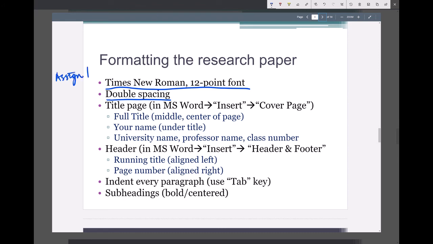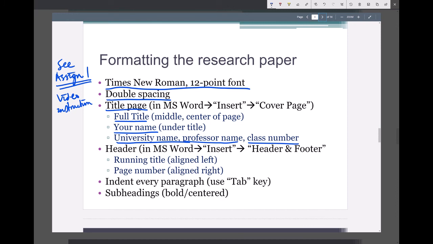It's a video, you can see that one. It has instructions on how to format your paper. So you have a title page. Make sure you include the title of your paper, your name, and the university name. Now, sometimes in other courses, they want your professor's name and class number. Go with what your instructor wants.